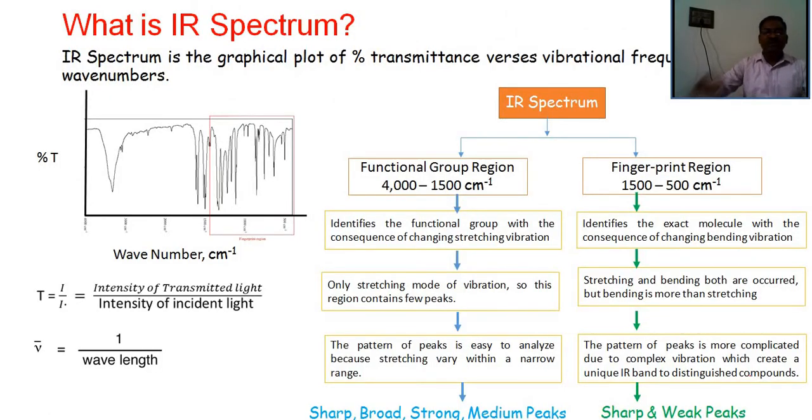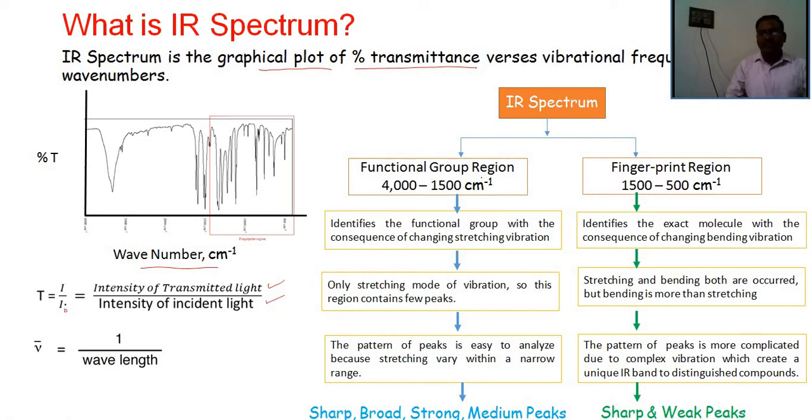What is an IR spectrum? The IR spectrum is the graphical plot of transmittance versus vibrational frequency or wave number. These are representations of this IR spectrum. Here, transmittance is equal to the intensity of transmitted light divided by the intensity of incident light, I by I naught. Here, mu bar is equal to 1 by wavelength.